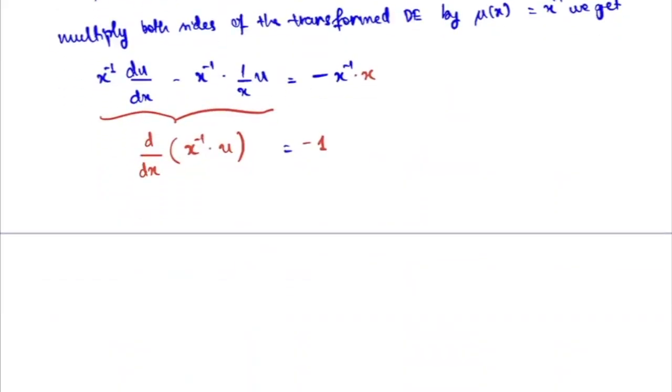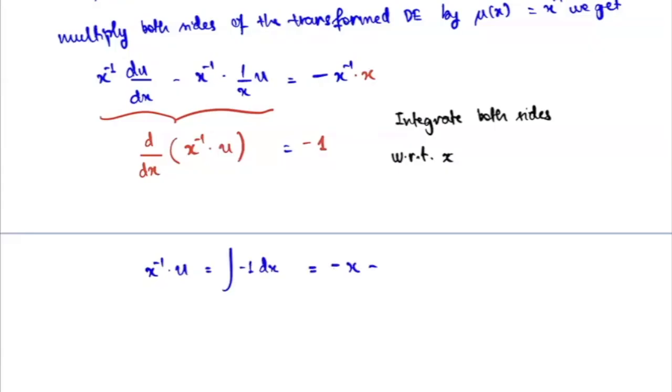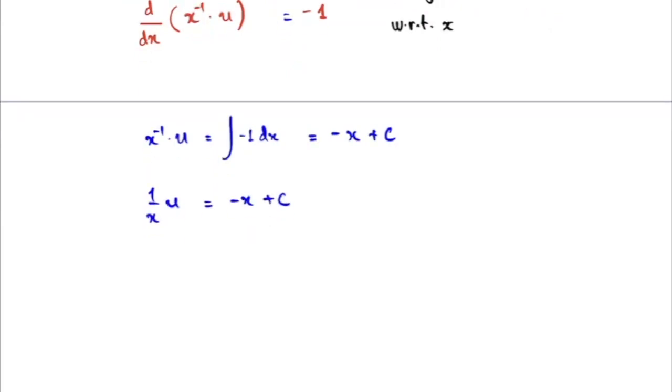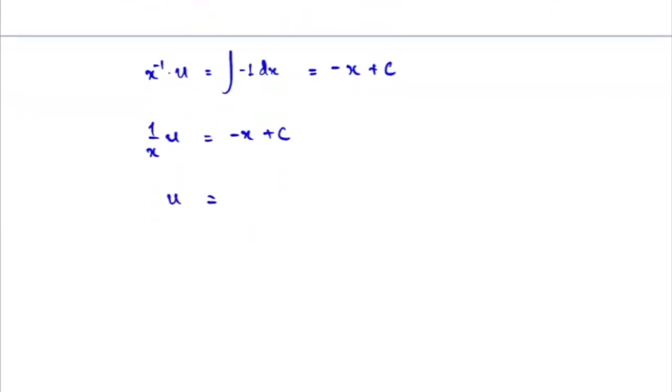Now at this step, you get it? You follow my argument there? You see the mistake I made? Yeah. Okay. So now you integrate both sides with respect to x. And we get x to the -1 times u equal to the integral of -1 dx, which is just -x plus c. So x to the -1, that is 1 over x. So 1 over x times u equal to -x plus c. Multiply by x across, you have u equal to -x squared plus c times x.